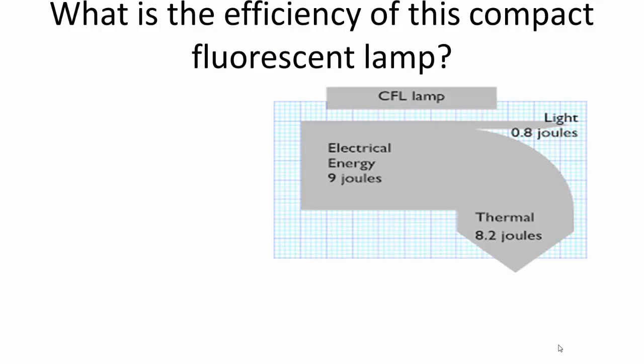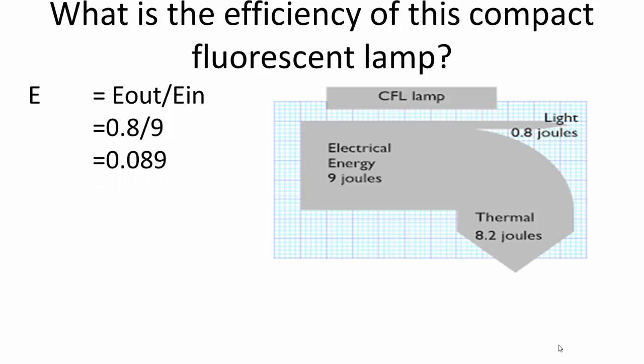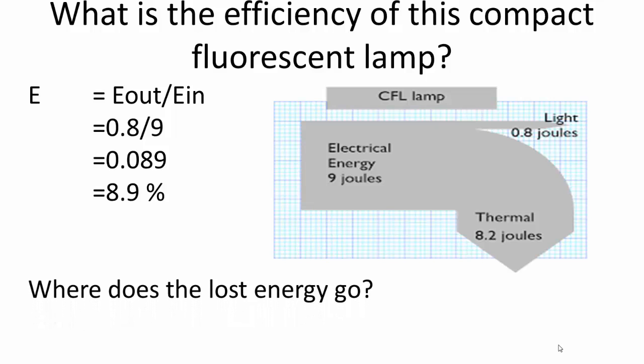What is the efficiency of this compact fluorescent lamp? We have the efficiency is energy out divided by energy in. The energy out is 0.8 joules. The energy in is it 8.2 or is it 9 joules? Well, the energy in is 9 joules. The energy lost is 8.2. So it's out, which is 0.8, divided by in, which is 9. So we get this value times 100%, gives us 8.9% efficiency. So where does this lost energy go? As I said before, most of this energy gets lost as heat to the surroundings.